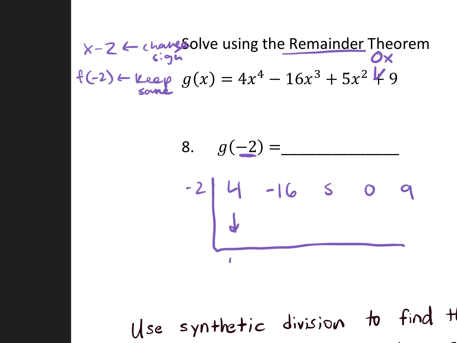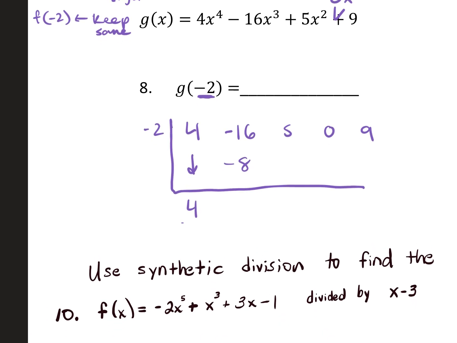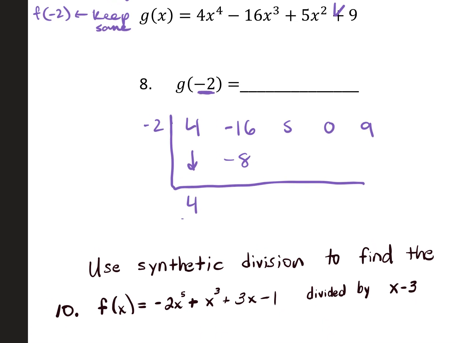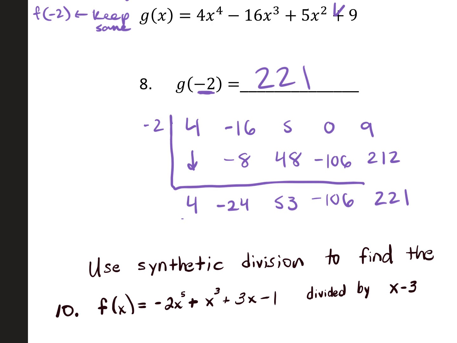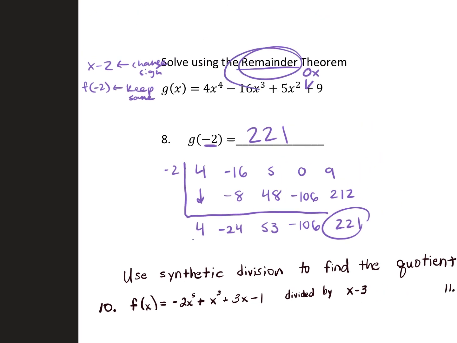So we're going to drop down the 4. Multiply on the outside, we get negative 8. Add on the inside, this would be 24, negative 24. Multiply, we get 48. Add will be 53. Multiply, negative 106. Multiply, 212. And add, 221. Awesome. So g of negative 2 would be 221. Just the remainder. When it says use remainder theorem, just the remainder is your answer.